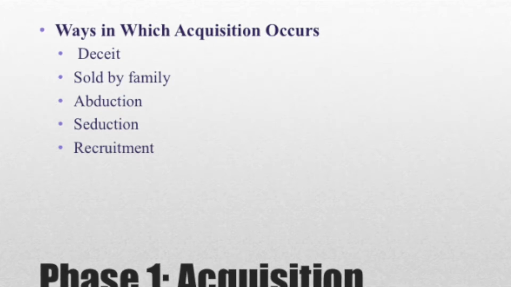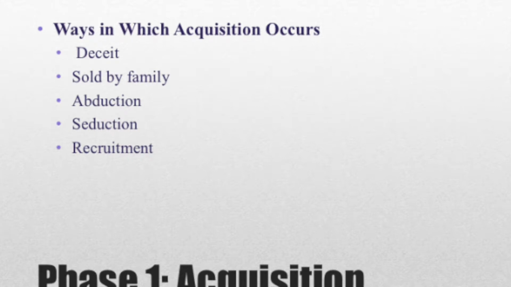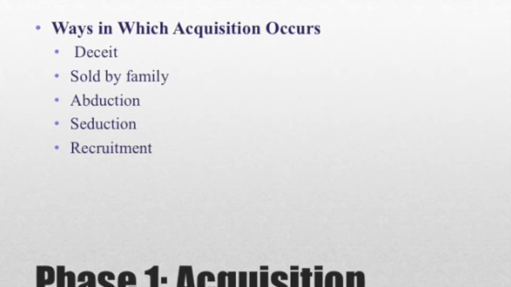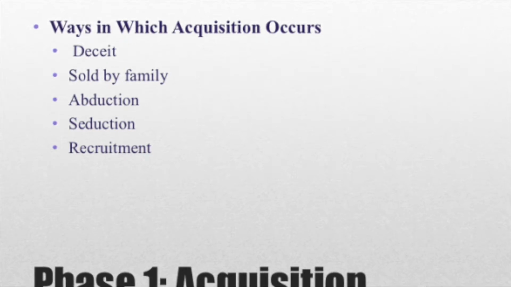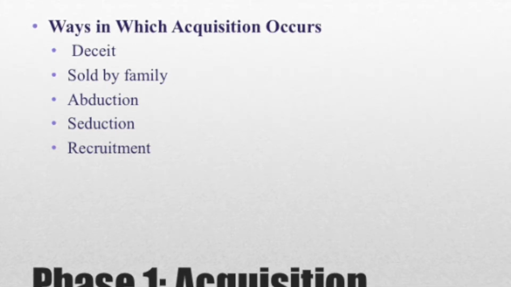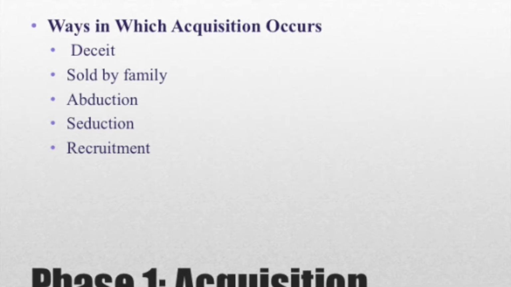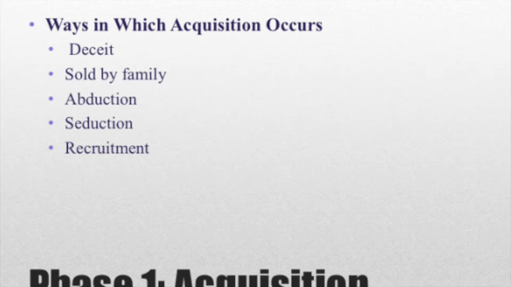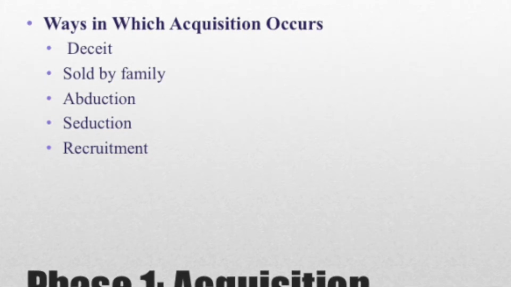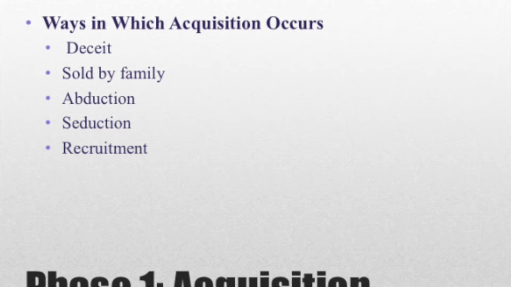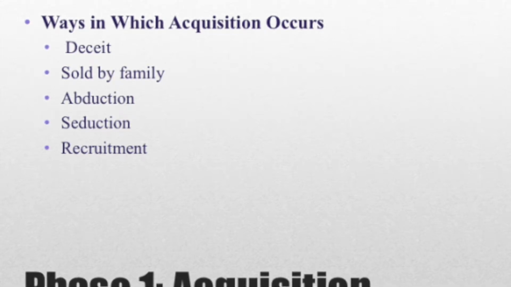The second way in which a victim can emerge into the sex trade is if they are sold by their family. Families in impoverished countries with little job opportunities will do just about anything to put food on the table. It is terrible, but this leads some families to sell their daughters to sex traffickers. The third way in which a victim can be brought into the sex trade is through abduction. This goes without saying, but abduction is when sex traffickers steal victims from their home and force them into the sex trade.